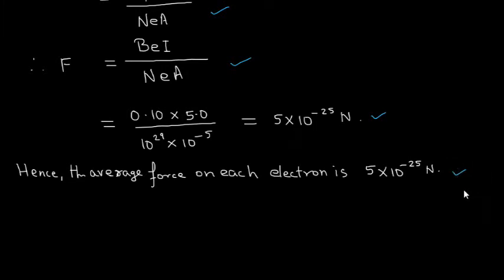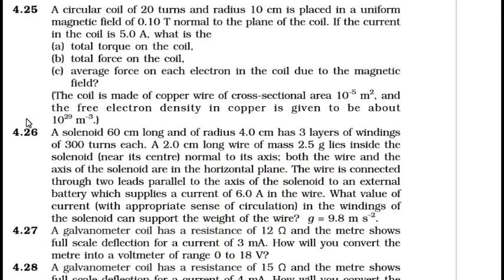Now, problem number 4.26. A solenoid 60 centimeter long with a radius 4 centimeter has 3 layers of windings of 300 turns each. A 2 centimeter long wire of mass 2.5 gram lies inside the solenoid near its center.